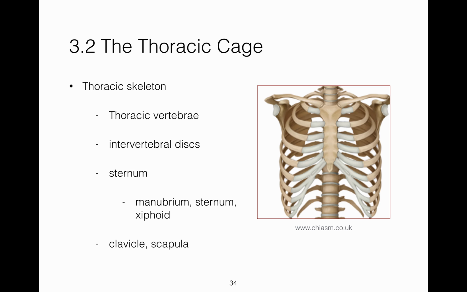The thoracic cage. The thoracic skeleton is comprised of the following: thoracic vertebrae posteriorly and intervertebral discs, the sternum, which has the manubrium superiorly, the body in the middle, and the xiphoid process inferiorly. The left and right clavicle, and the left and right scapula are also part of the thoracic cage.